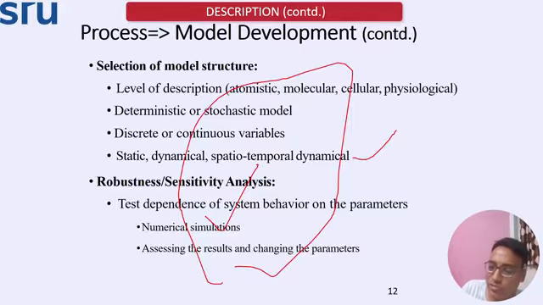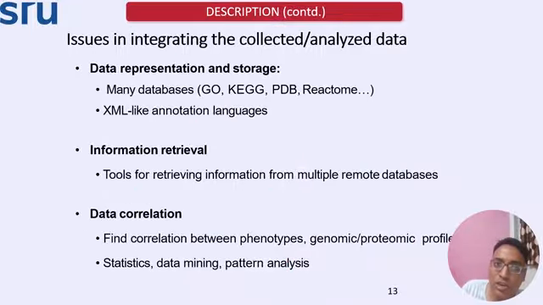Through a computational system, you need to program it. So the data given by Gene Ontology, KEGG, PDB, Reactome, and all these parts are put together. Here XML-like annotation languages become very important because you need to just download the data in XML and then link it all together. The SBML, Systems Biology Markup Language, is also very important because there also XML is used.